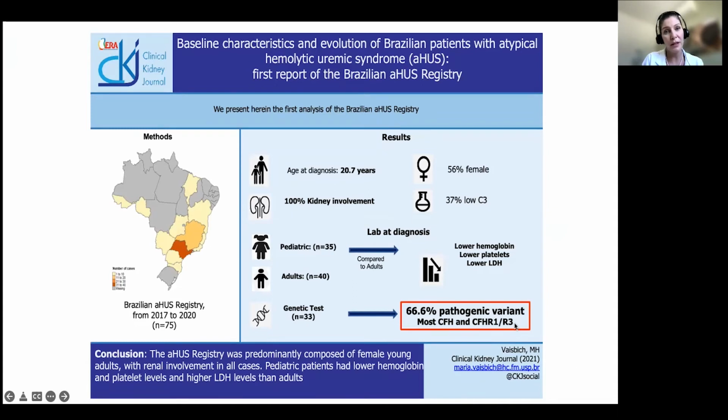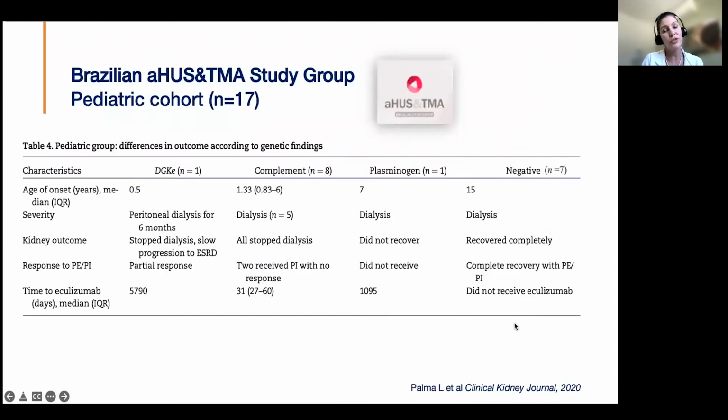This is aligned with the global registry, in which 60% of the patients had positive findings. But what of the other 40%? The other 40% of patients who don't have a genetic background still have an unknown mechanism that must be evaluated. In our pediatric group, in a small cohort here in Brazil, we found that most of the patients indeed had genetic findings in complement genes, also in coagulation genes, that today we question if this is pathogenic or not.